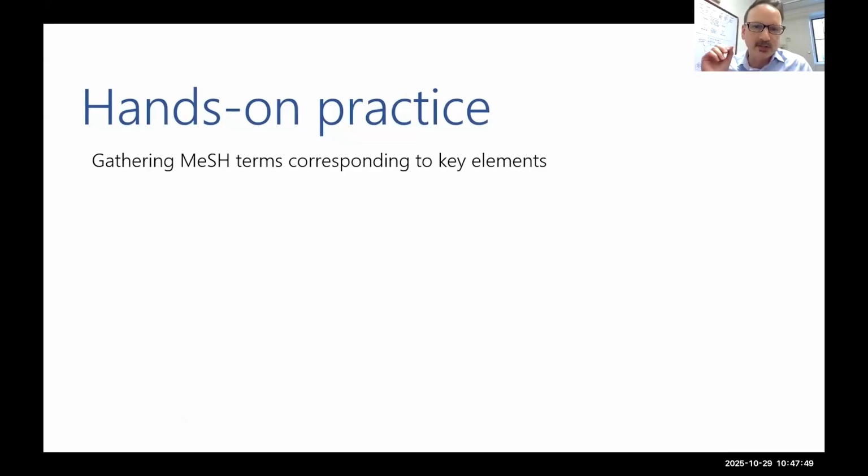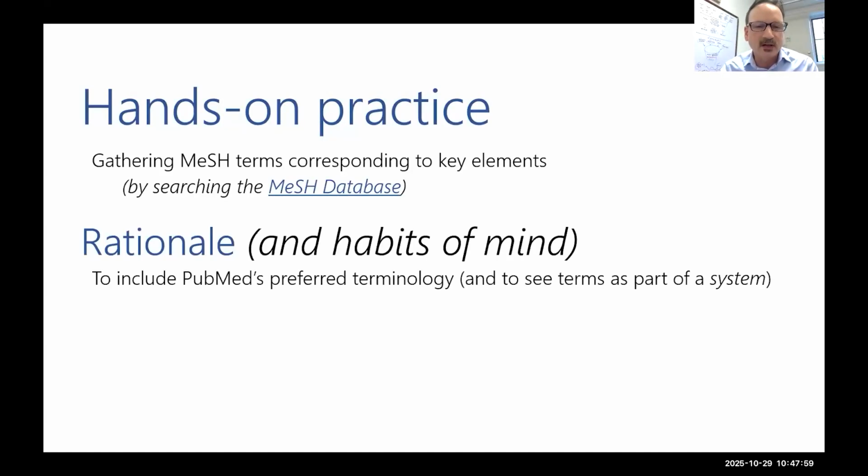So let's do some hands-on practice, which will involve gathering MeSH terms that correspond to these key elements. The way we're going to do that is by searching the MeSH database. The rationale here is to include these preferred terms in our search, and also to think about and see these terms as part of a system, as part of parent-child relationships. So let's do that now.